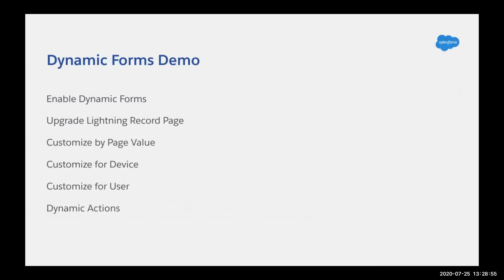So in today's demo, we will see how we enable dynamic forms, upgrade a current Lightning record page, customize by page value, customize for the device, customize for users, and then finish it off by taking a look at dynamic actions. Let's dive in.